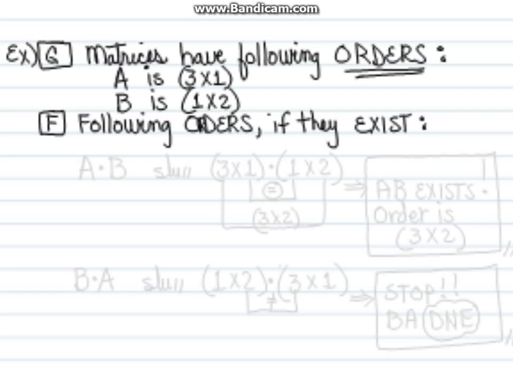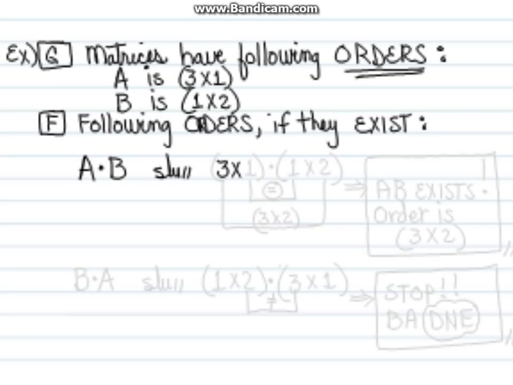And we're asked to find the following orders of the products of these matrices if they exist. So if they don't exist, don't bother to answer the question about what the order of the answer will be. So let's get started on the first product, matrix A times matrix B.